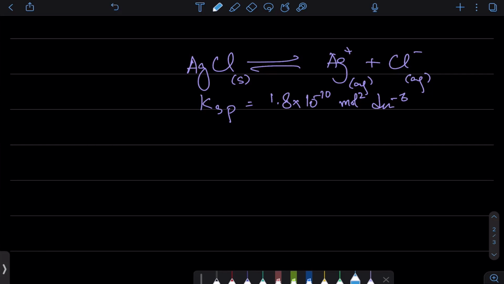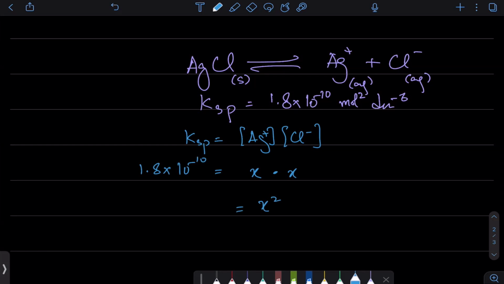Now I don't know how much is the concentration at this temperature. So that's fine. Let me write the KSP. KSP is going to be silver ion concentration times chloride ion concentration. Now, because I don't know how much of silver ion is dissolved and what's the concentration of that, I'll just call it X. And because the mole ratio is the same, this is also going to be X. And this will be equal to 1.8 times 10 to the minus 10. So that means X squared is going to be equal to this.